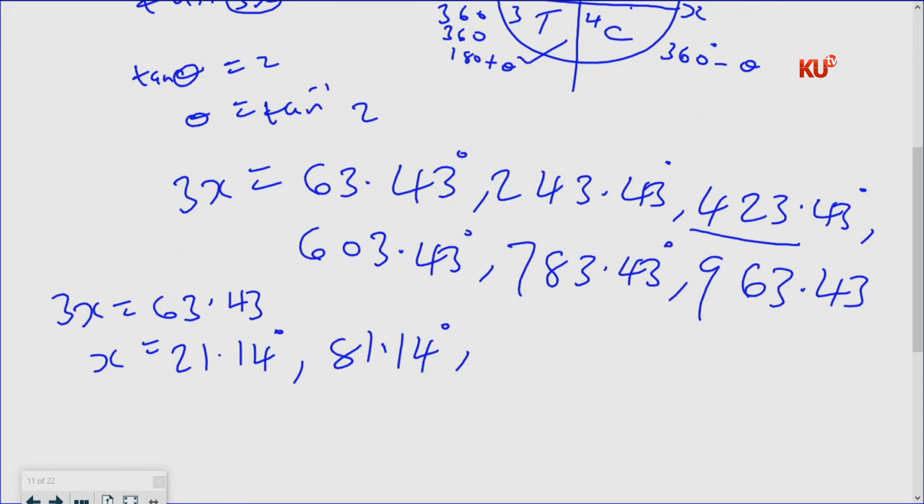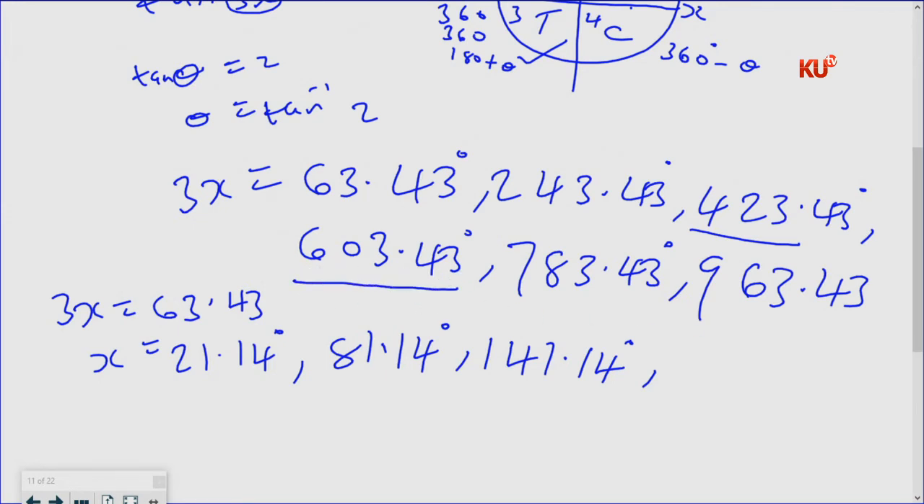23.43 divide by 3. That will give us, very good, learner, 141.14 degrees. If you look at my answers, you have to maintain the same number of decimal places, 2 decimal places. Even though the question was not asking us to maintain, it's very good to be consistent. Let's move to the next angle, this one.